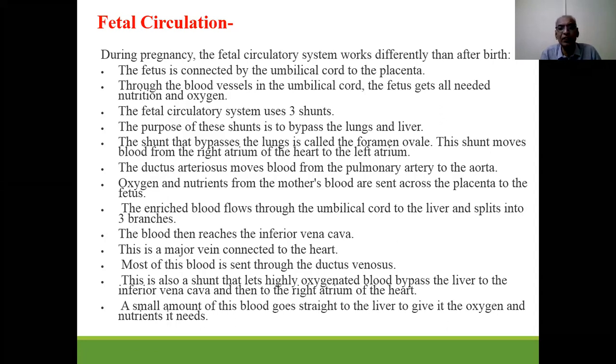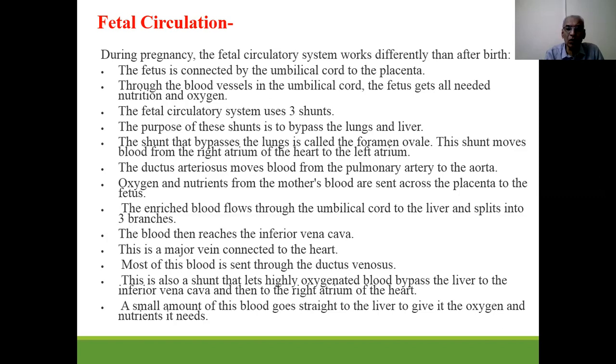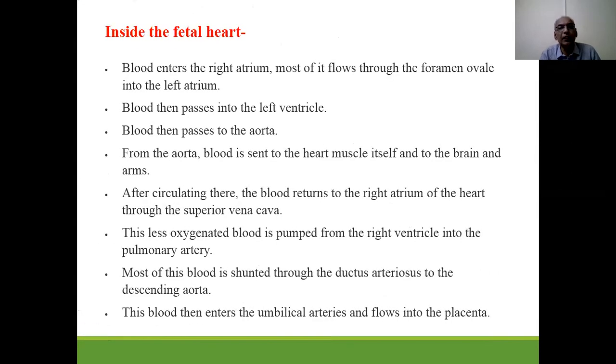The blood that reaches the inferior vena cava is the major part connected to the heart, and a small amount of blood goes straight to the liver to give its oxygen and nutrients as required. Inside the fetal heart, blood enters the right atrium. Most of it flows through the foramen ovale into the left atrium, which then passes to the left ventricle. Blood then passes to the aorta.